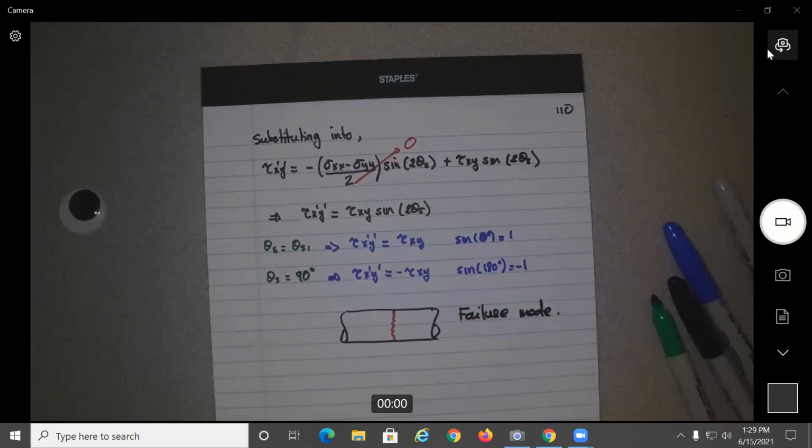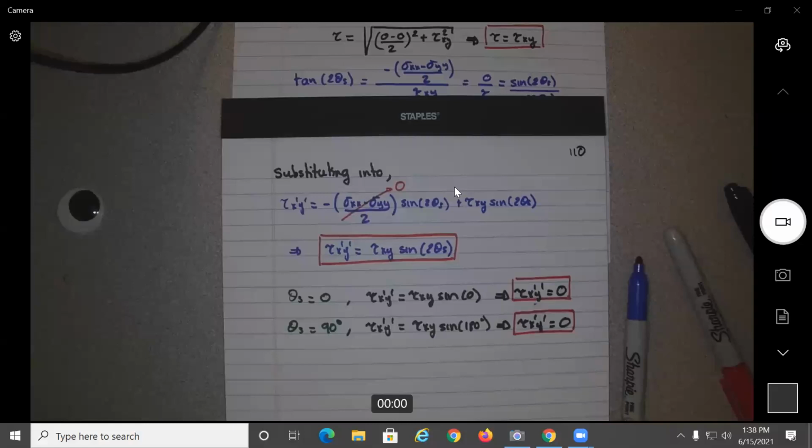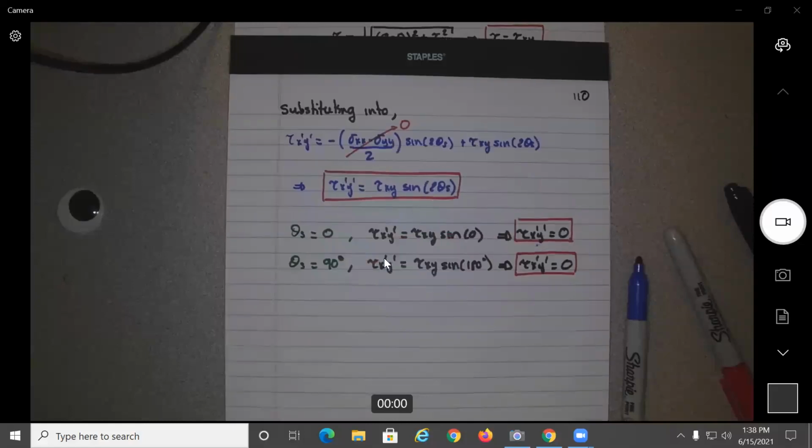Yes, I'm confused about the sine 0 equals 1 and sine of 1 equals -1. So guys, sorry for that before, but I rewrote this page here. I don't know why I made a mistake. The sine of 0 is 0 and this is 0.